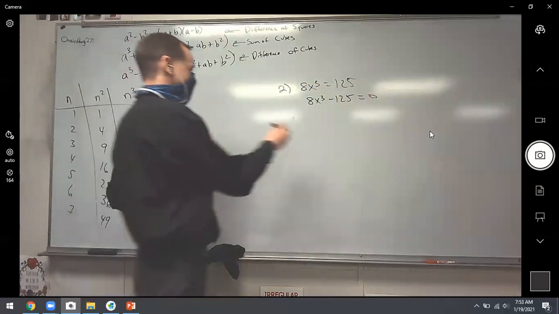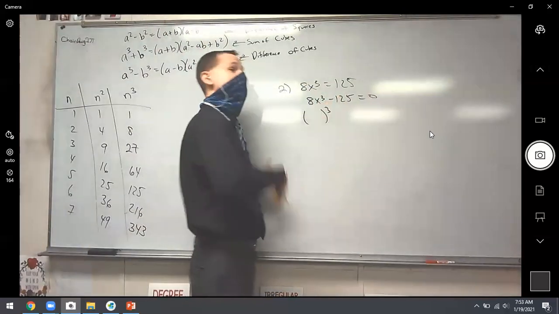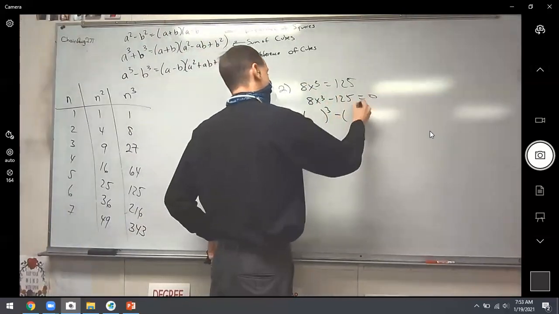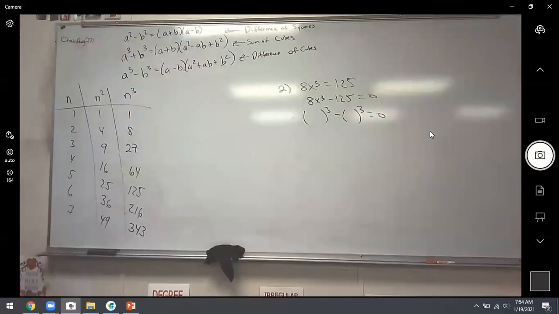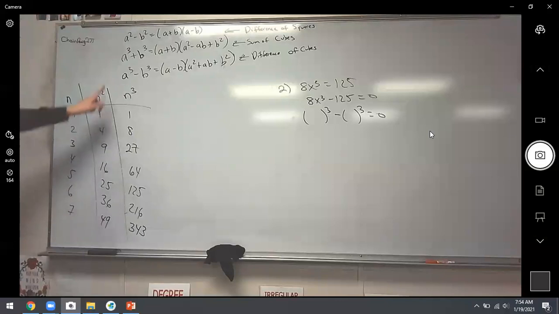So let's try to force this thing as one thing cubed minus some other thing cubed. If I can get it to write like that, then I can use my difference of cubes equation. It's also promising that it's a difference of cubes because it's got the numbers 8 and 125 in it. And if you go down your list right here of perfect cubes, 8 and 125 are perfect cubes.